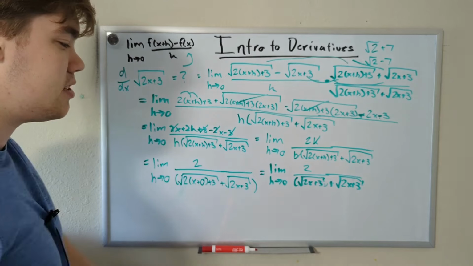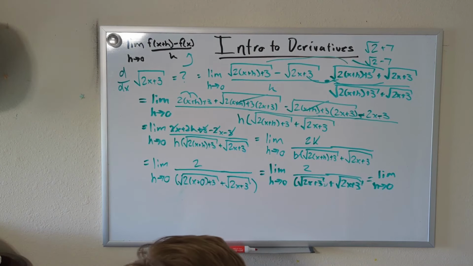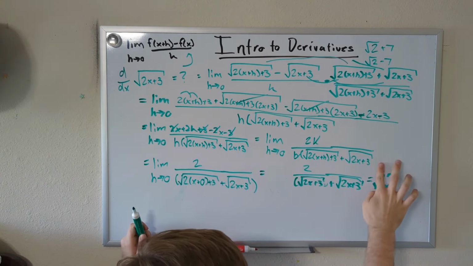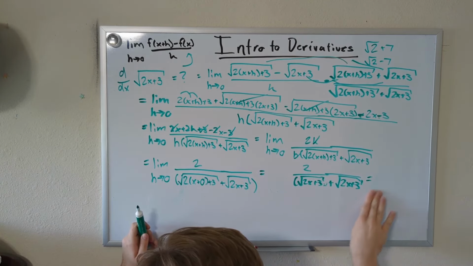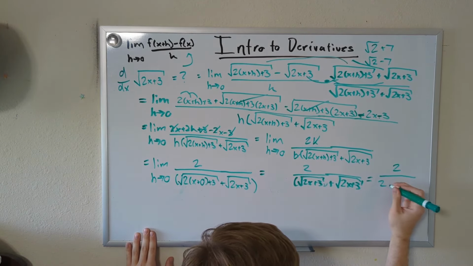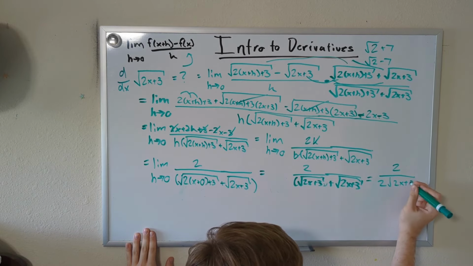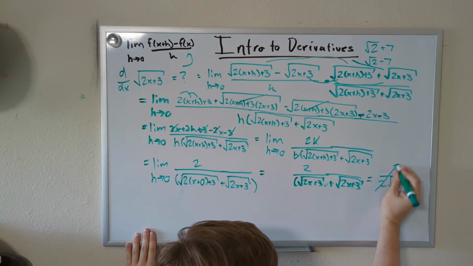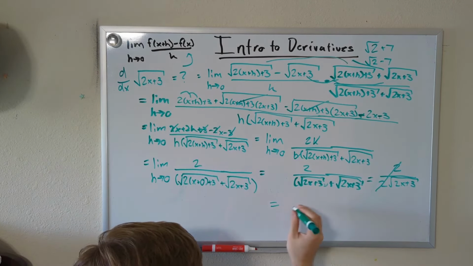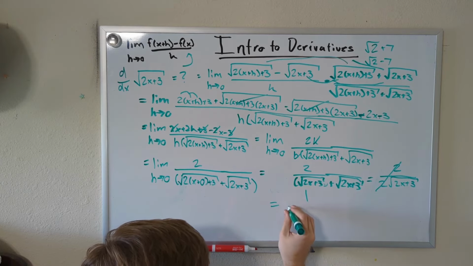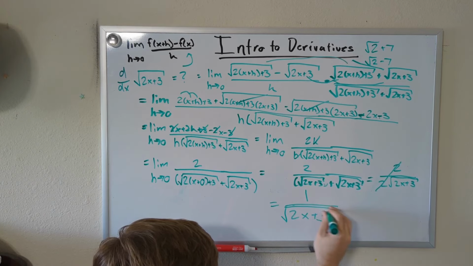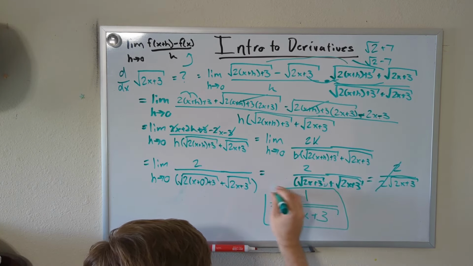And since we have two of them, this equation can actually turn into, oh, forgive me, we actually don't need to write this h approaches 0 part anymore because we already plugged in h. So we don't need this anymore. Sorry about that. This is now equal to just 2 divided by 2 times the square root of 2x plus 3. And once again, we can cancel these two out. So our final equation and the derivative of square root of 2x plus 3 is equal to 1 divided by the square root of 2x plus 3. And this is our derivative.